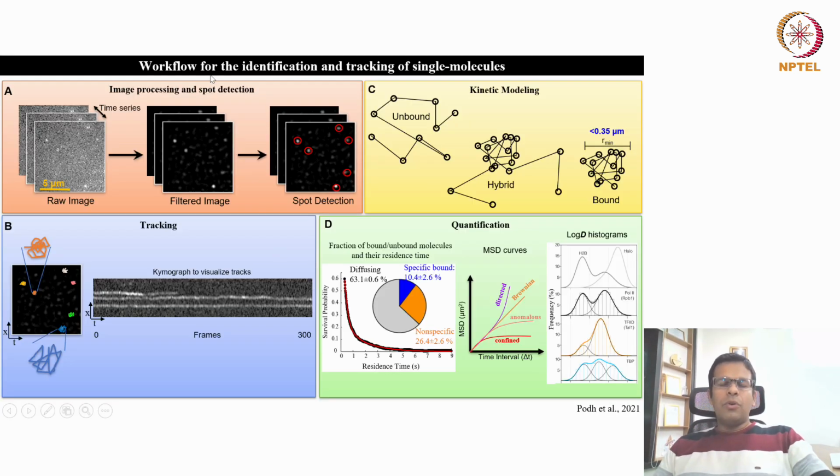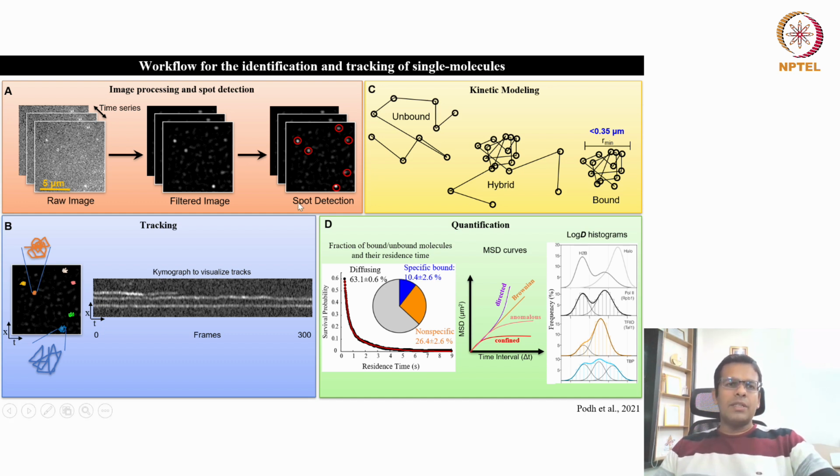So here is the workflow for the identification and tracking of single molecules. How single molecule imaging and tracking is carried out. So see, this is the raw time-lapse movie. You first label your protein of interest with the Halotag dye or the SnapTag or the ClipTag dye, as we discussed before. And because of that, you will be able to see the single molecules like this. Now you want to image these molecules for a longer time, so you will try to illuminate them with the lowest laser power possible, so that you can see the molecules for a long time without photobleaching.